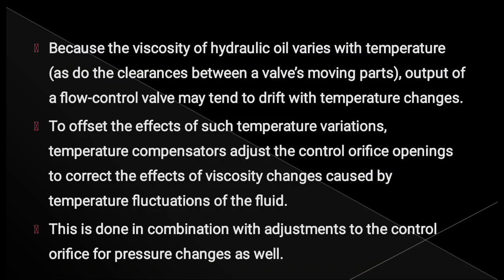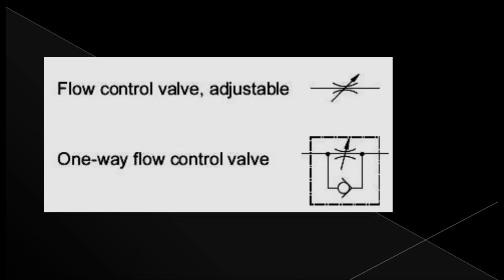This is done in combination with the adjustment to the control orifice for pressure changes as well. It also controls the pressure. We will see the symbols here. The first one is the adjustable flow control. As we have seen here, this is the symbol with the adjustable element. One way flow control valve, as we discussed in the circuit: the liquid comes in only one way through the flow control. But if the liquid comes in the opposite direction, it will not be allowed. The liquid has to open the check valve and return to the drain line.